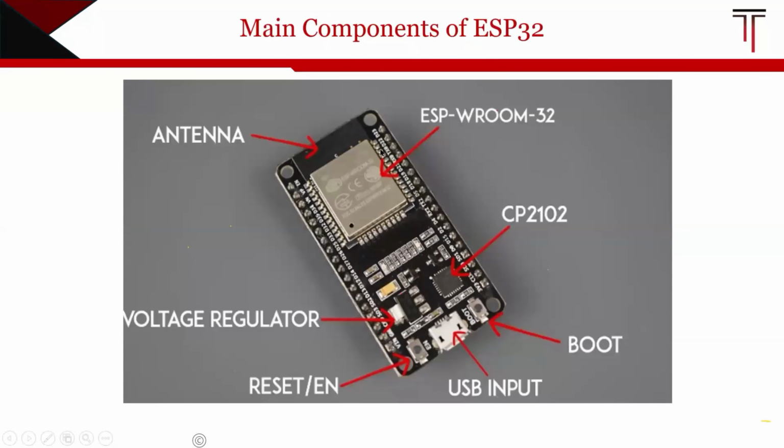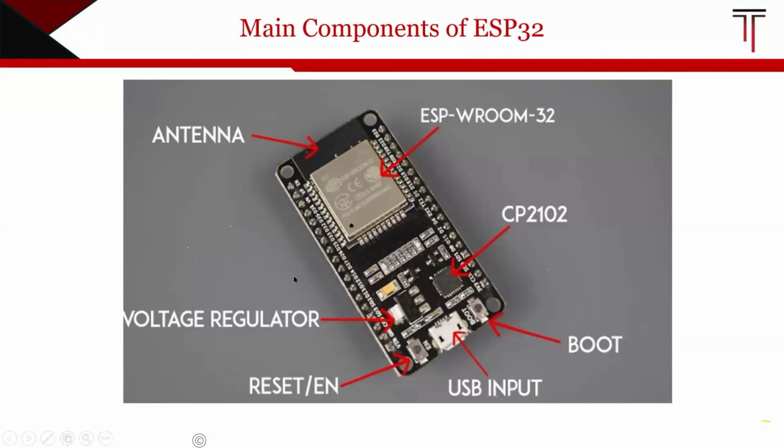Now we will see some main components of ESP32. So let's look at these key components found on the ESP32 board. It has one system on chip. At the heart of the ESP32 board is the ESP32 SoC, which integrates the CPU, Wi-Fi, Bluetooth and other peripherals into one chip. This SoC provides the processing power and connectivity for the board.